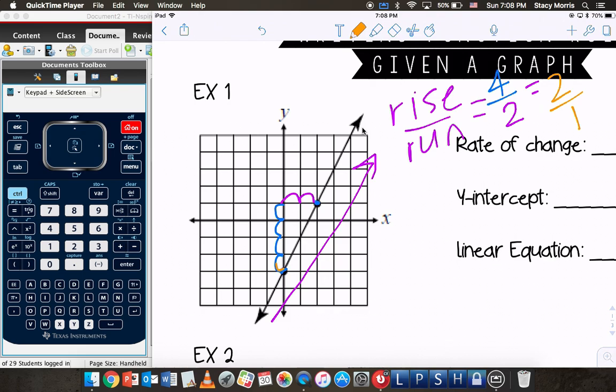So let's check that. If I go up 1, 2, over 1, still on the line. I can also go down 2 and left 1. Remember that down is negative, so down 2 is negative, and then left 1 is negative. I'm still on the line right there. See that? A negative 2 over a negative 1 is still a positive 2 because a negative divided by a negative is a positive. So all of that to say our rate of change is 2.